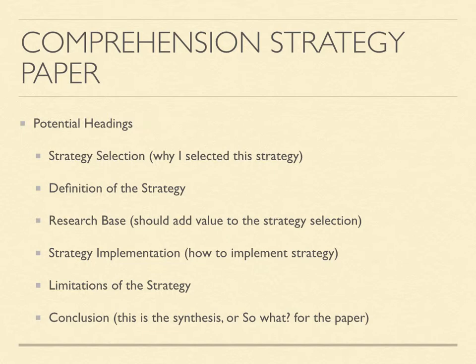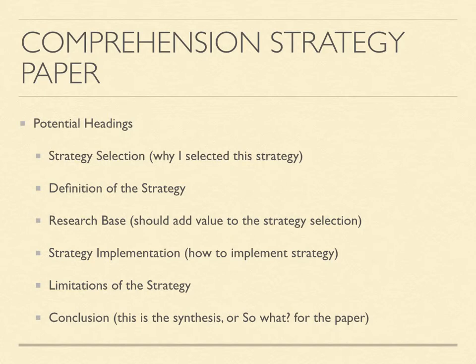So one thing about strategy instruction is that there's not a ton of research out there that supports many of these strategies. So that's typically a limitation. But what we want to know is, why is that a limitation, and what have they found that could be potential limitations for students learning how to use these strategies. And then a conclusion, or a so what. What does all of this mean?